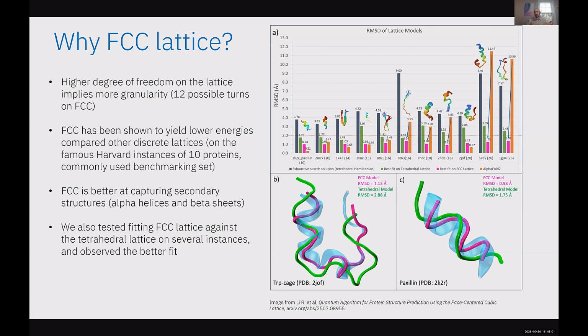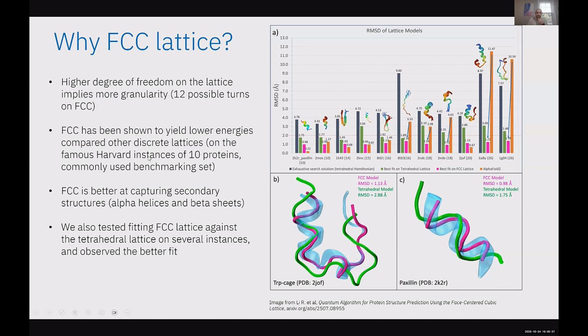But it's been shown on the classical side that the face-centered cubic lattice, or FCC lattice, is much better. People have been experimenting with that since the 90s, and no one has ever implemented the FCC lattice on the quantum side. Compared to the tetrahedral lattice, the FCC lattice allows 12 possible turns, so it has higher degrees of freedom. It's also been shown that it can give much lower energies. It's a better fit for representing these structures.